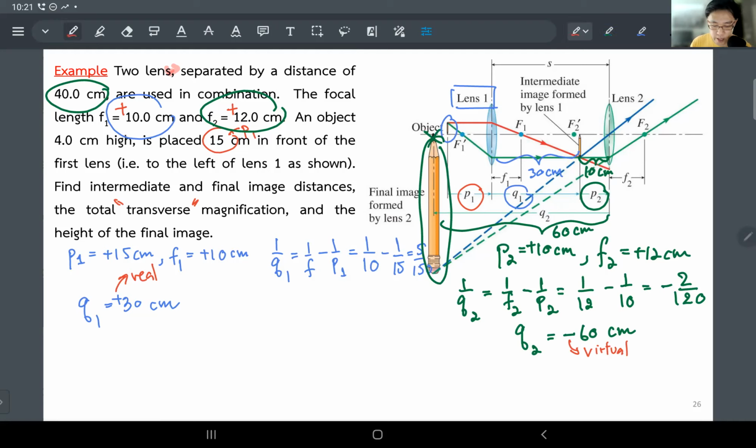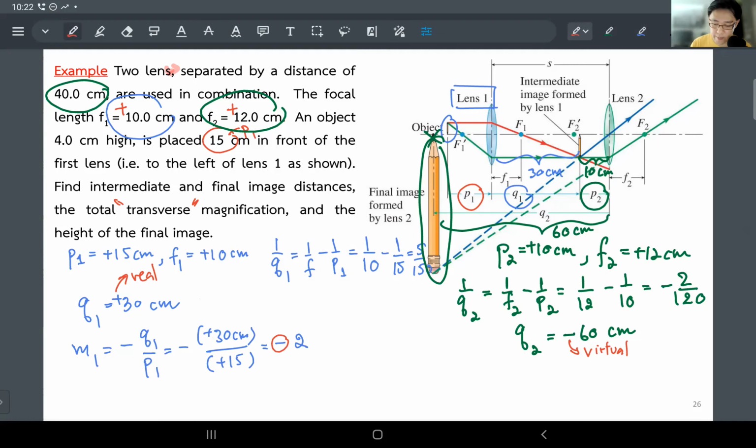So what else do we know? We know M1 can be calculated from negative Q1 over P1. And the Q1 is already given to be 30 centimeters. You already calculated that. The P1 is positive 15. So that is a negative 2. Okay. So what does it mean by the negative 2? It means just from the first lens, your image is going to be inverted because it's negative. And it's going to be twice as big because the magnitude of M is 2.